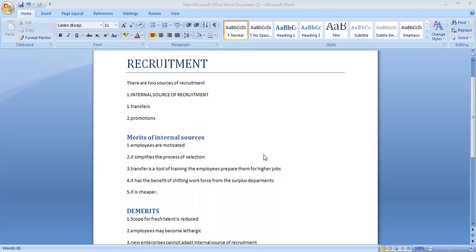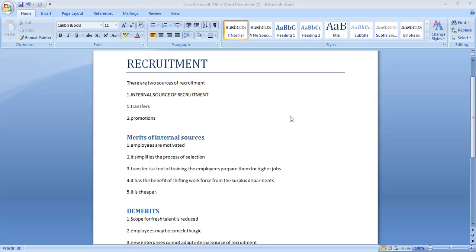And in recruitment, you have two kinds of segregation: one is the internal source of recruitment and the other is the external source of recruitment. The internal source of recruitment is where you find candidates within the organization. You never search outside the organization, but try to search for candidates within the organization itself, those who are really suitable for your organization.